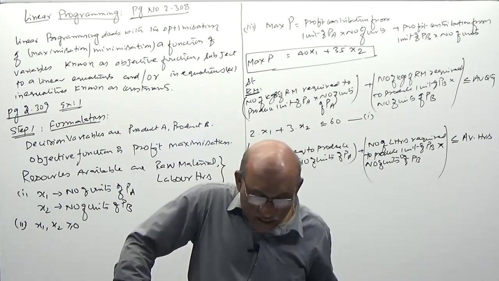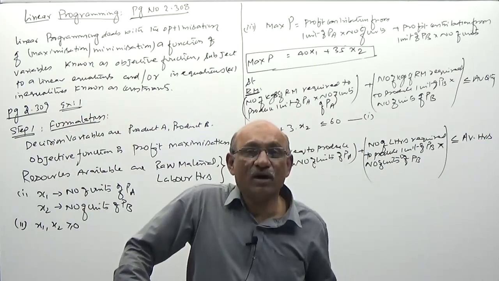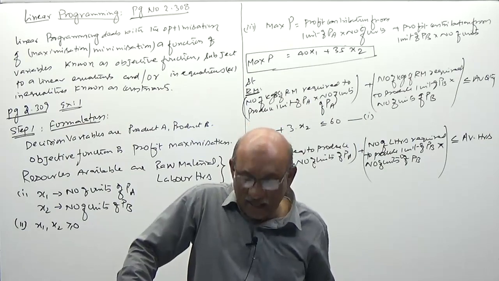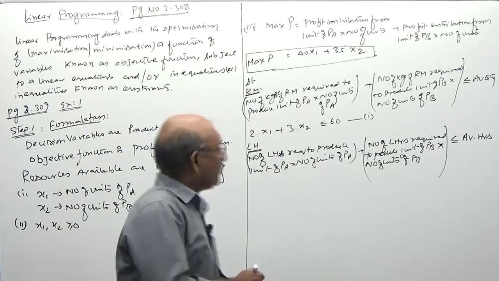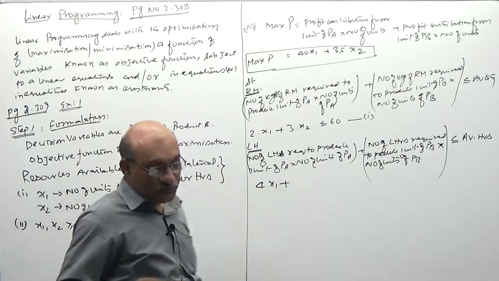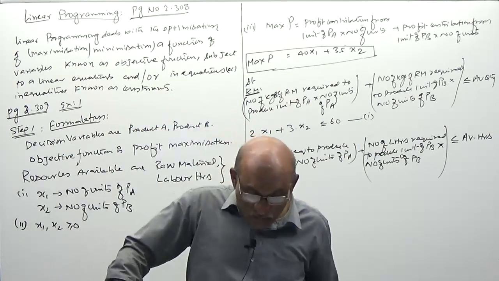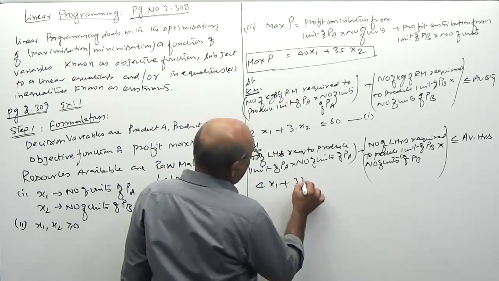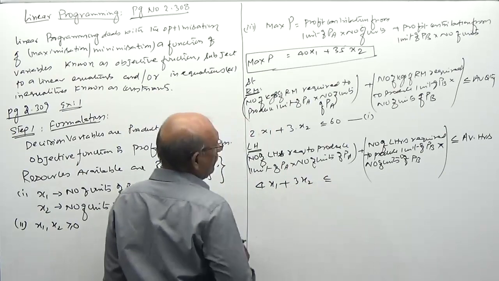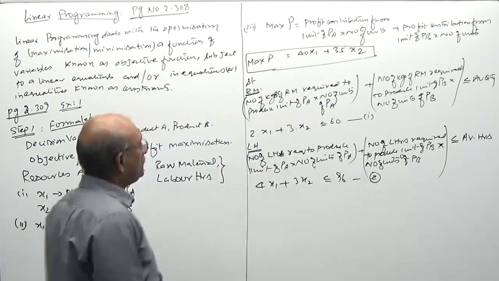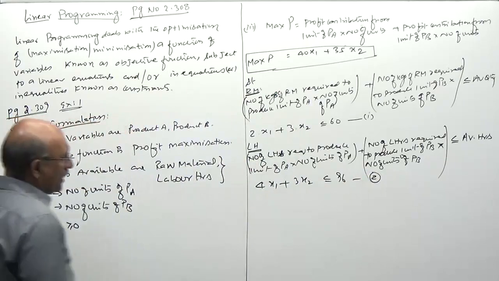Each unit of product A requires 4 labor hours for processing. Look at the question. Each unit of product A requires 4 labor hours. So 4 into x1 plus each unit of product B requires 3 labor hours, 3 into x2, less than or equal to 96. This is inequality 2. Okay, sir.